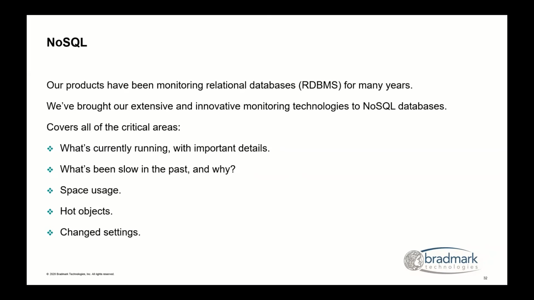And of course, when we bring it over, we're bringing over monitoring for all the critical areas. We're looking to see what's currently running and what the important details are, and then seeing the correlating information so you can see the application and those kinds of things with the item. We're looking at what's been slow in the past and why. So this is our recent history, our time slicing capability of being able to go back and say, okay, what was the item that was slow at 3 o'clock yesterday? Also, space usage is another area that we make sure that we monitor in the NoSQL databases. Hot objects is also a big thing for NoSQL. As we'll see, there's different kinds of objects in different types of NoSQL databases. And of course, change settings and also other items as well.